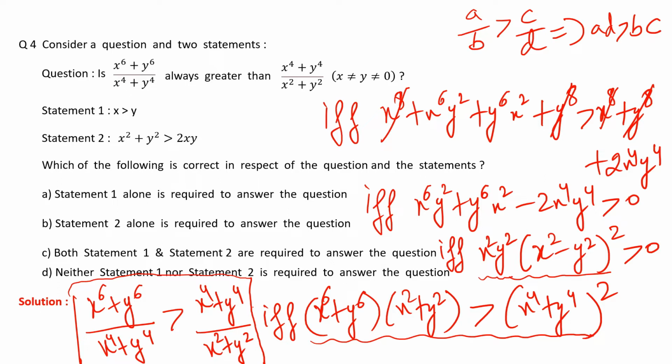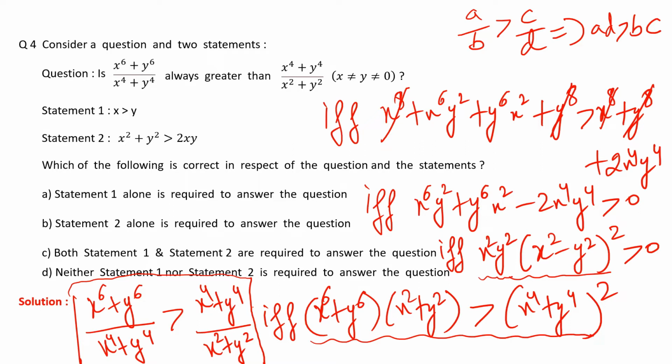correct. That means the first statement, x to the power 6 plus y to the power 6 whole divided upon x to the power 4 plus y to the power 4, is certainly greater than x to the power 4 plus y to the power 4 whole divided upon x square plus y square. I hope students, you must have got the solution of this question. It was a nice problem.